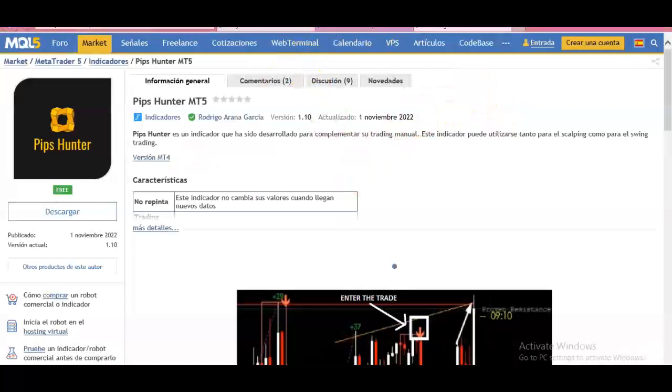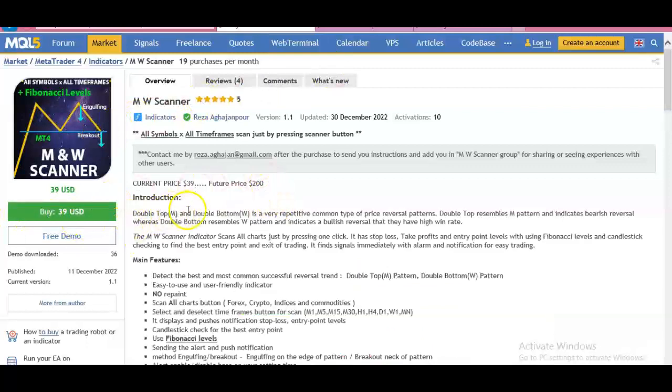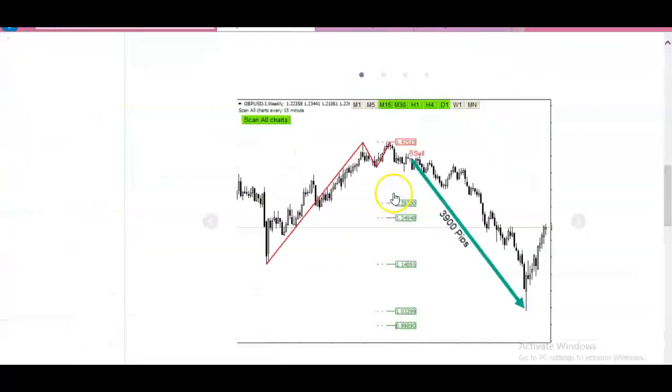And the second indicator, you have to pay for it, but there's a free version where the free version only gives you one pair, I think it's GU or something like that. But the paid version is like $39. Basically it gives you an alert when an M pattern or W pattern is being formed.